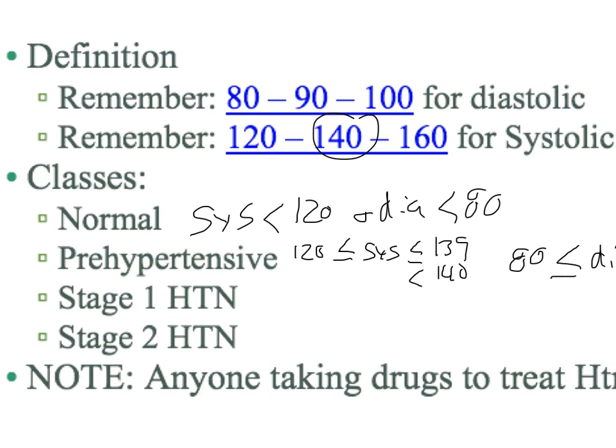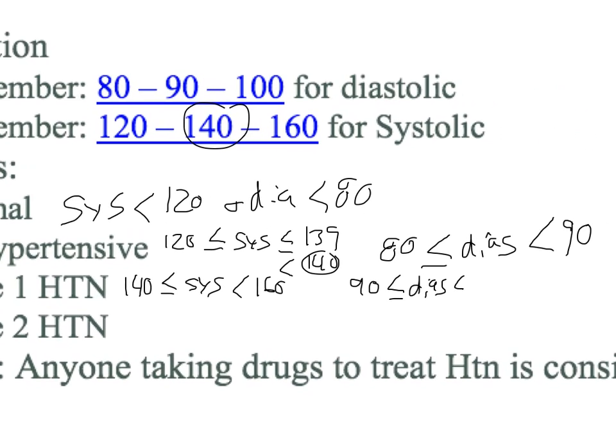So for stage 1 hypertension, we take our 140, so we say that 140 is less than or equal to systolic, which is less than 160. And then for diastolic, we say that 90 is less than or equal to the diastolic, which is less than 100. Then for stage 2 hypertension, the systolic is greater than or equal to 160, or the diastolic is greater than or equal to 100.